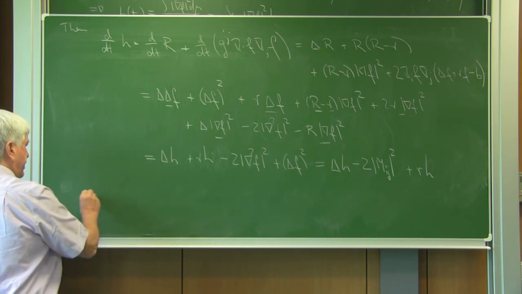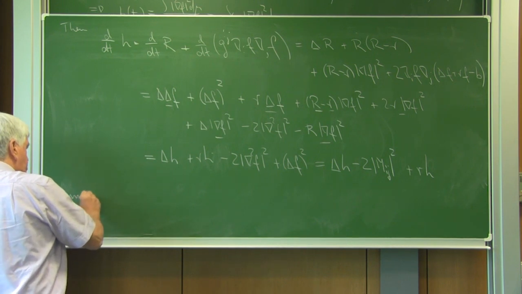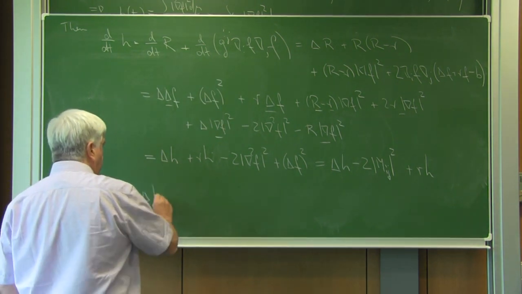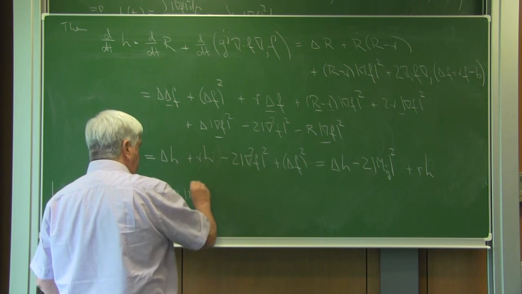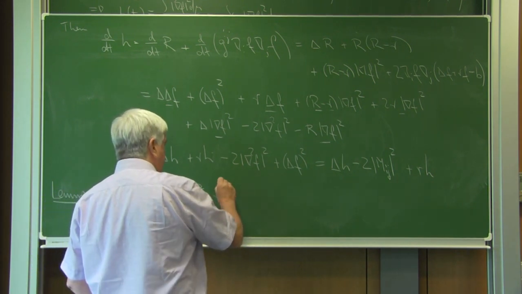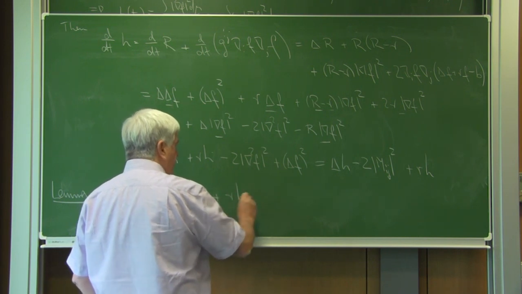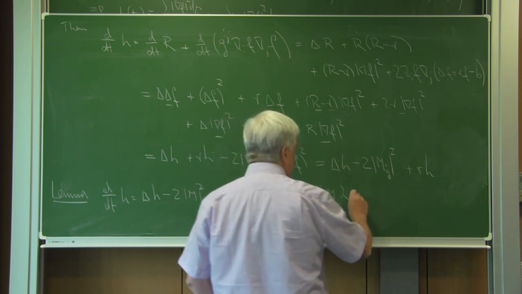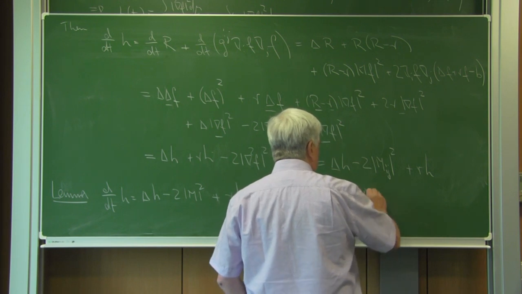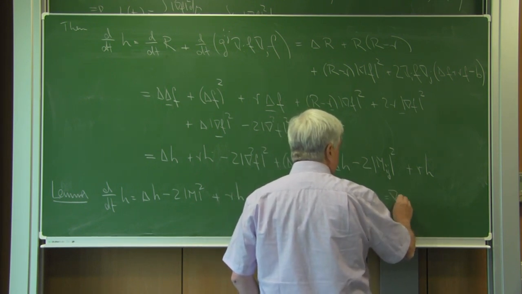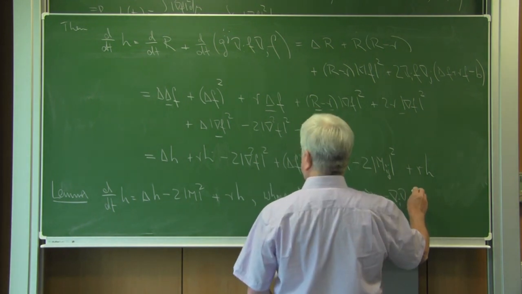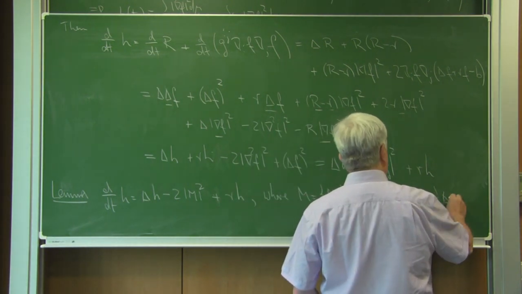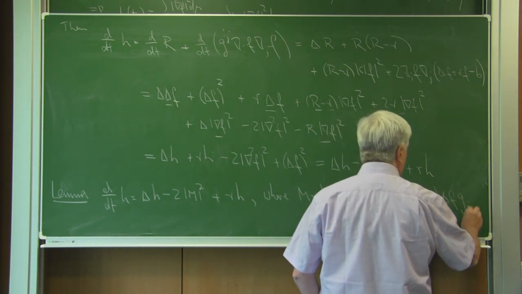So let's collect everything. And then we get a lemma that this quantity h satisfies d/dt of h equals the Laplacian of h minus 2 m squared plus r times h, where m_ij is equal to the tensor, the Hessian of f minus 1/2 the trace of the Hessian times g_ij. Okay.